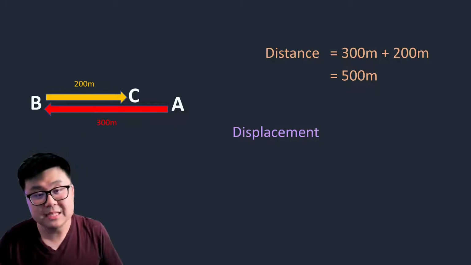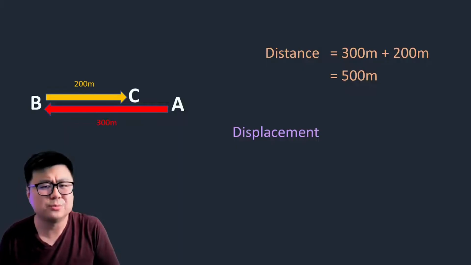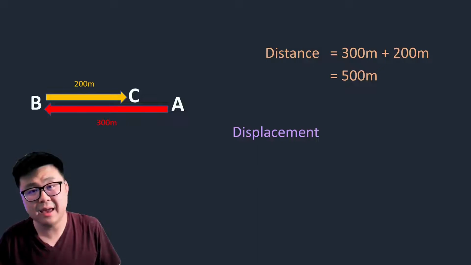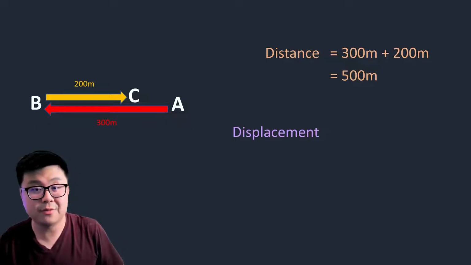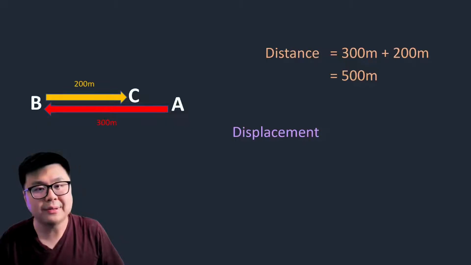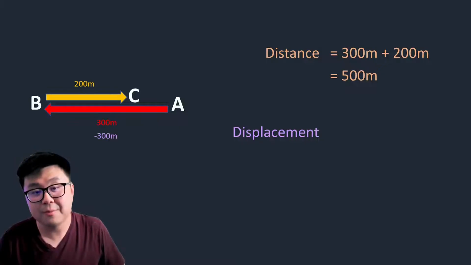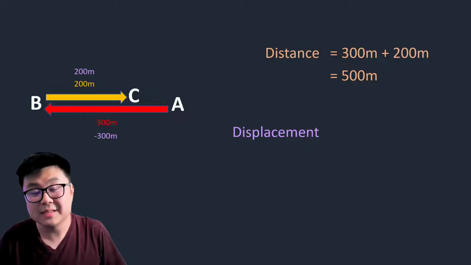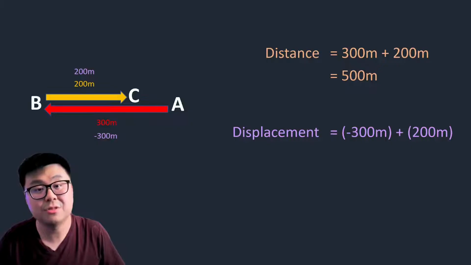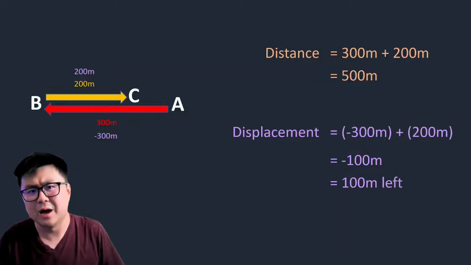But when it comes to displacement here, our net position change went from A to C, which is moving to the left. And because displacement cares about directions, going to the left is going to be negative. So when we walked from point A to point B, our displacement wasn't just 300 meters, it was negative 300 meters. And then when we went from point B back to point C to the right, that is 200 meters. So we can add up negative 300 meters plus 200 meters, which gives us a displacement of negative 100 meters.